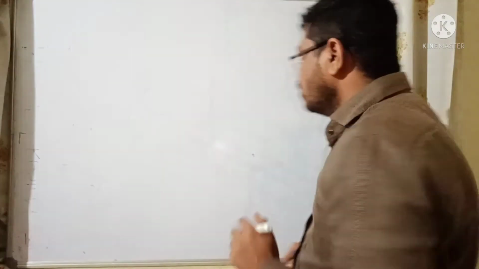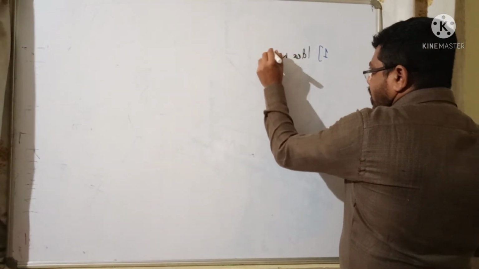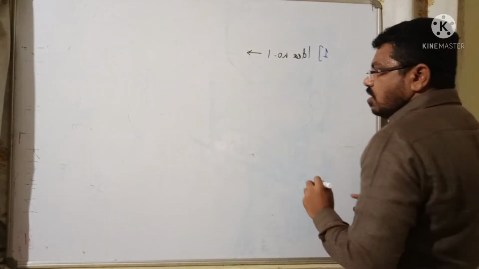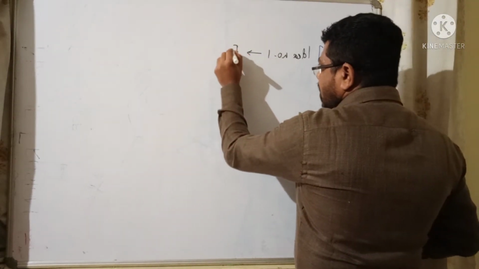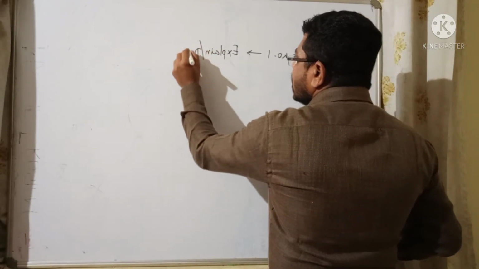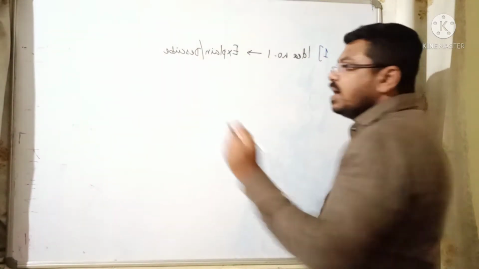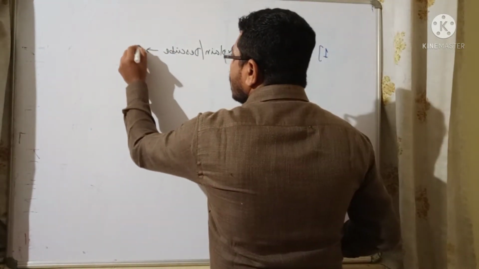Okay, so it should go as idea number 1. You have written idea number 1. Okay, then you need to explain that idea or describe that idea. Explain and describe and give at least 1 evidence.